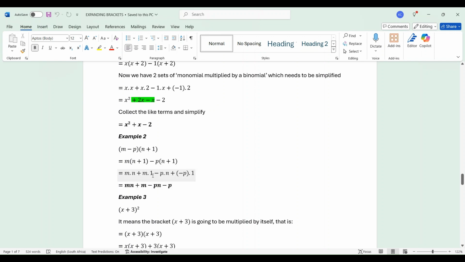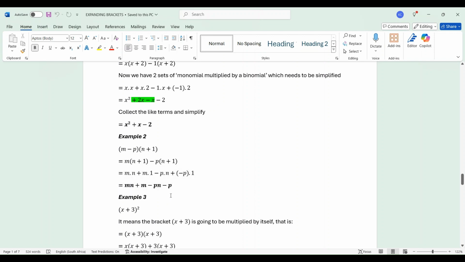Then m times 1: anything multiplied by 1, we get that thing. Even if it's 100 times 1, it's 100. A million times 1, it's a million. So here we have m times 1, so we are going to get m. Then minus p times n, we get minus pn. Minus p times 1, we get minus p.